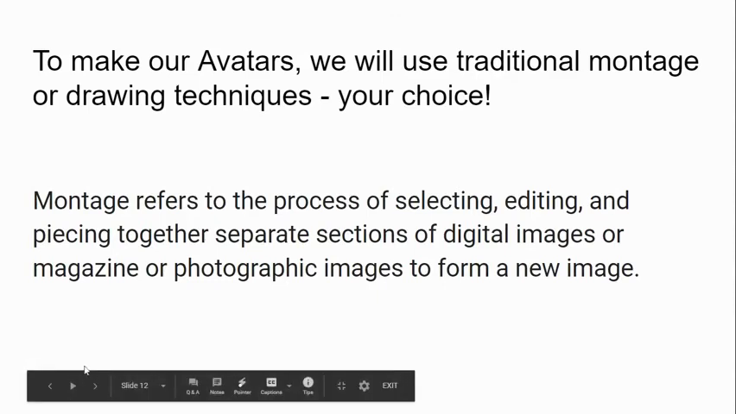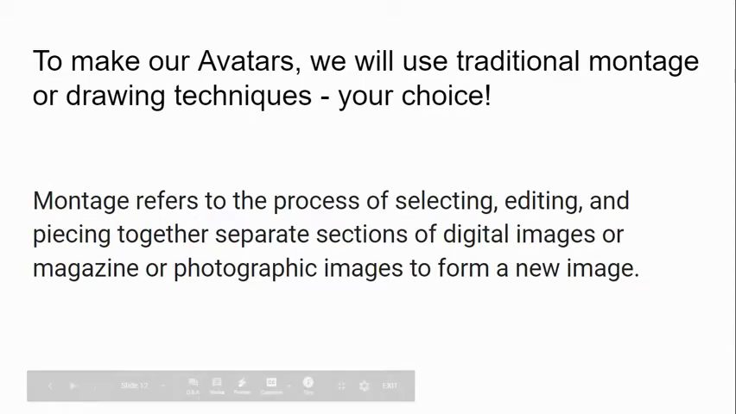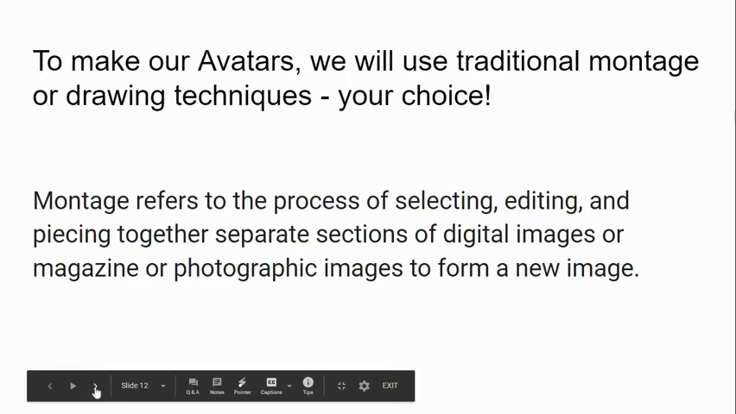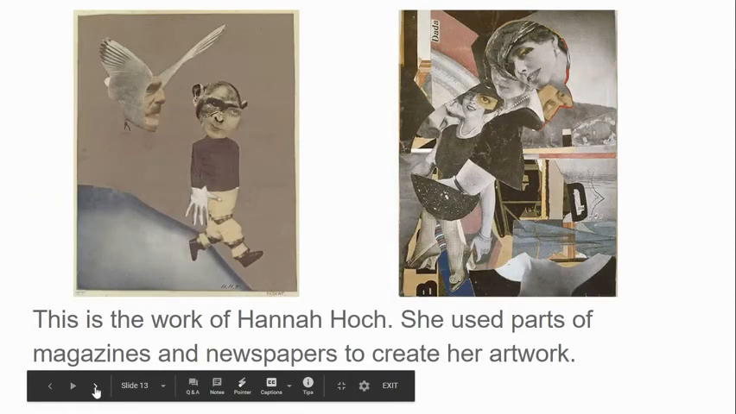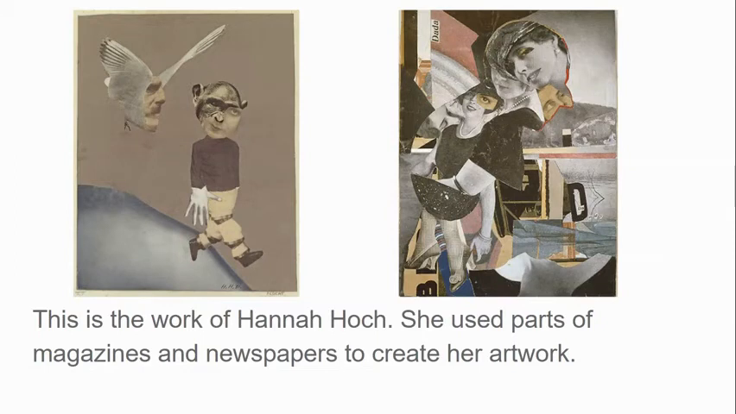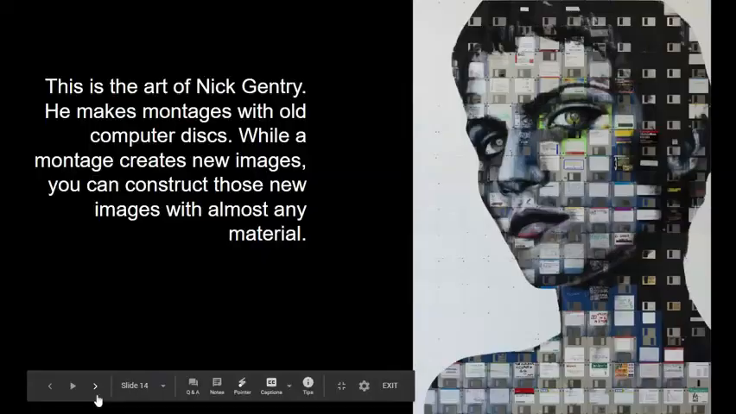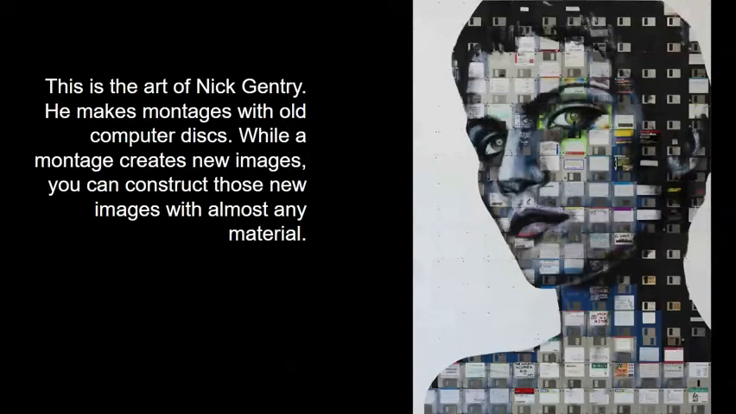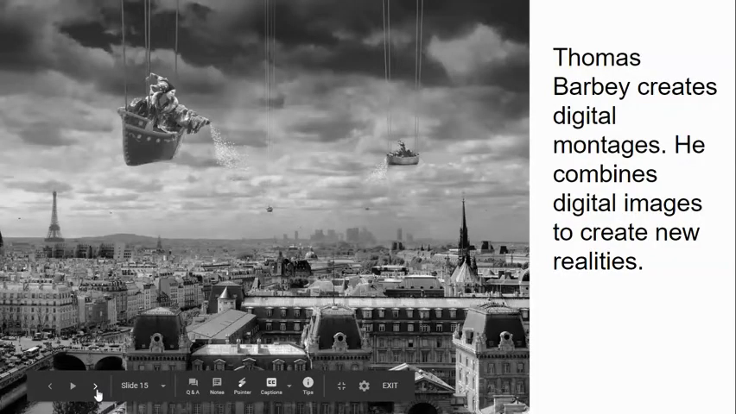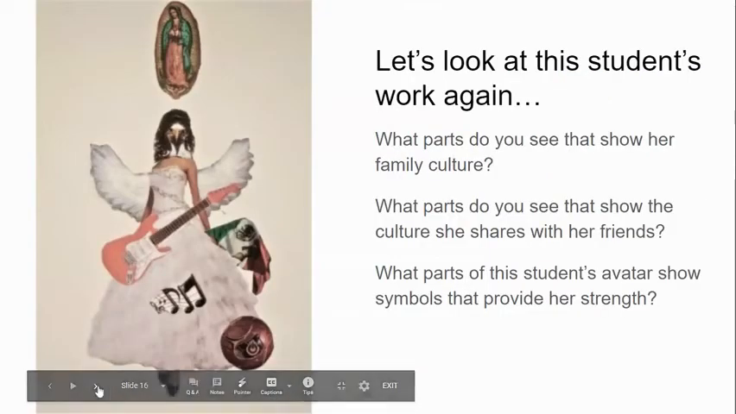Now, a montage is when we take different pictures and we put them together to make a new image. And some of you did this for your negative space collages. This is some montage work by Hannah Hawk. She used magazines and newspapers to create her work. Now, this artist uses old floppy disks to make his images. And this artist, Thomas Barbie, does digital montages. So he takes pictures and fashions them together through an online means.